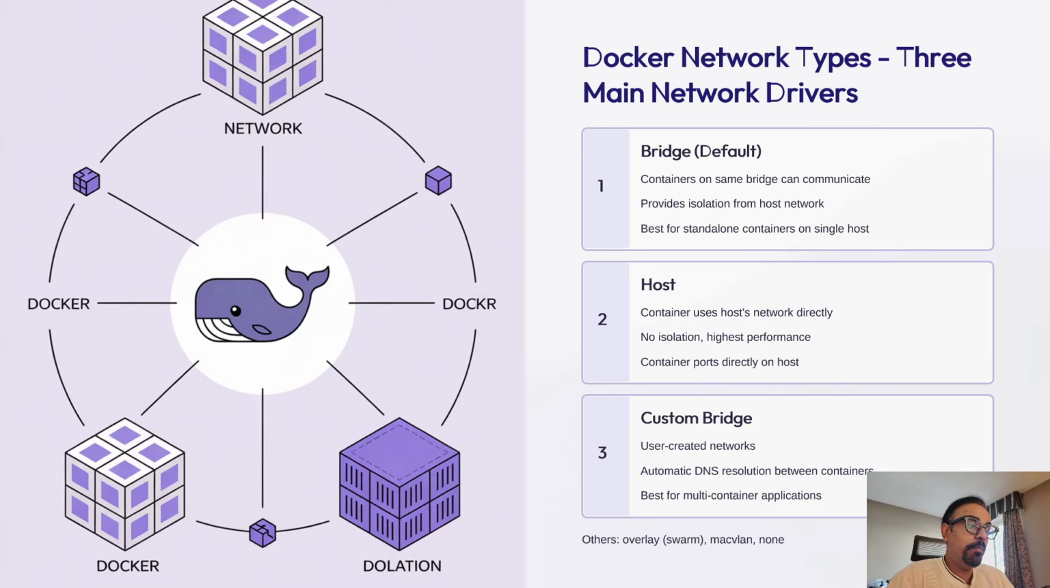Third and most useful are custom bridge networks. These are bridge networks that you create yourself. The key advantage is Docker provides automatic DNS resolution, so containers can reach each other by name, not just IP addresses. And this is essential for real world applications to communicate with each other. There are other network types also, like overlay for Docker Swarm clusters, and Macvlan for advanced scenarios. But for most applications, you will use bridge or custom bridge networks. So let's explore each one of them in detail.